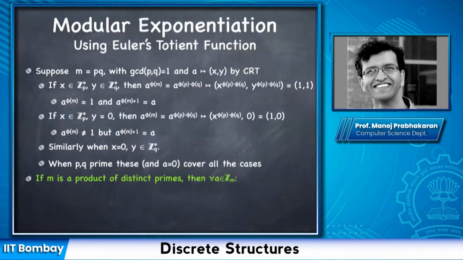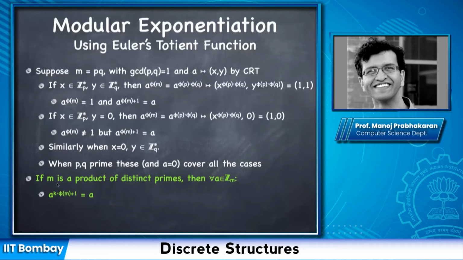So in all cases, when m equals p times q, where p and q are distinct primes, you do get that a to the phi m plus 1 equals a. In fact, not just a to the phi m plus 1, I can even have a to some integer multiple of phi m plus 1. The same argument holds. There will be a k hanging around here.